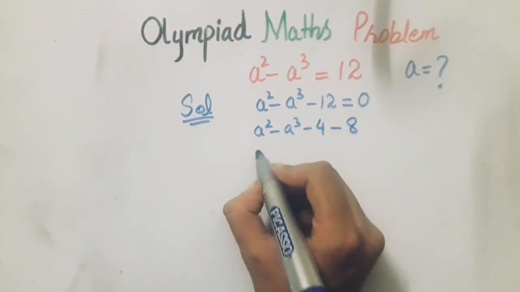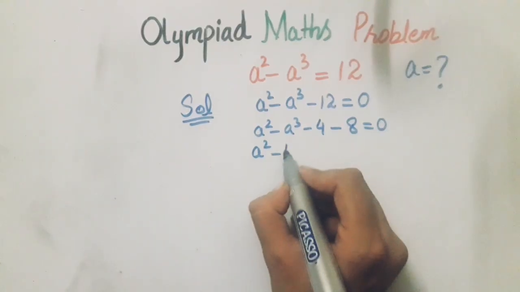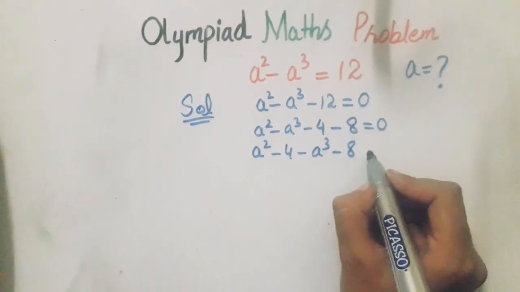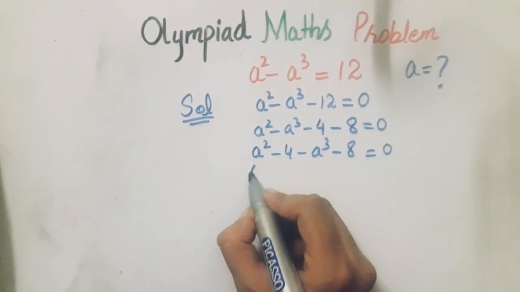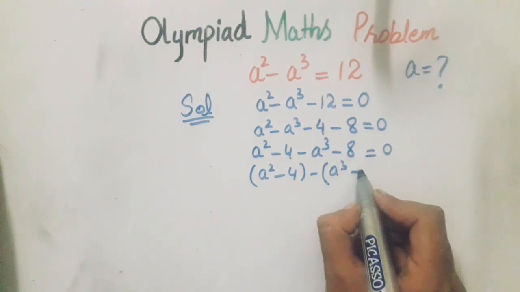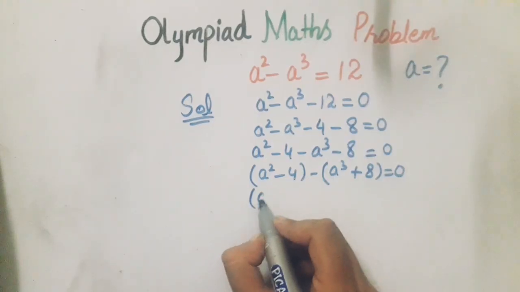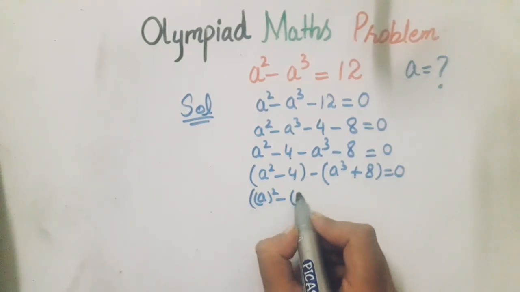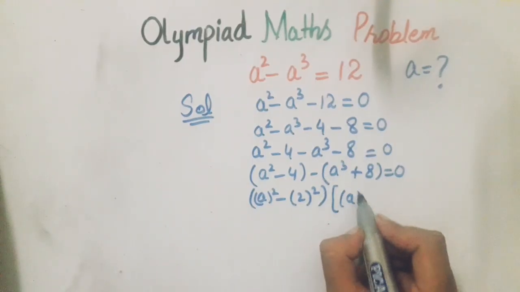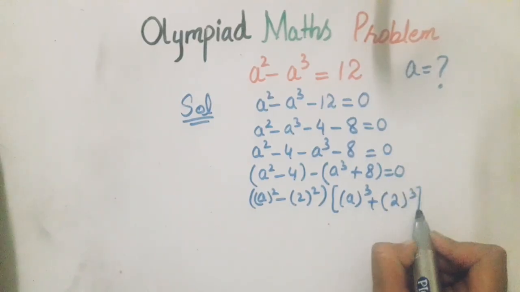Now we will write this as a square by arranging this: a square minus 4 and minus a cube minus 8, and this is equal to 0. We will split this as a square minus 4 minus a cube plus 8. Now a square can be written as square of a and 4 can be written as square of 2, and a cube plus 8 can be written as a cube plus 2 cube.